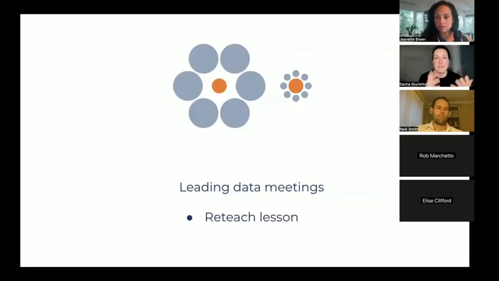Now, another type of data meeting you might have is different. This is more a reteach. So we might be teaching a unit on fractions. Halfway through the unit, we've done some exit tickets or a check-in, or we've got their workbooks. And we've realised that there's just a few concepts that our students really need some more time on. It might just be a group of students who need some repetition, or it might be all students.